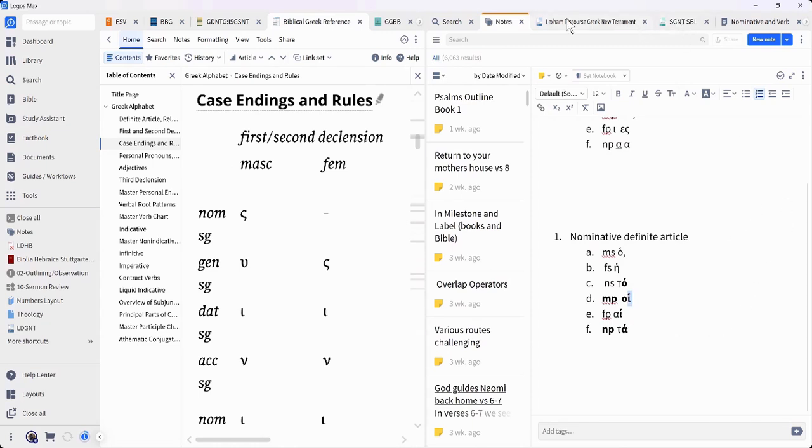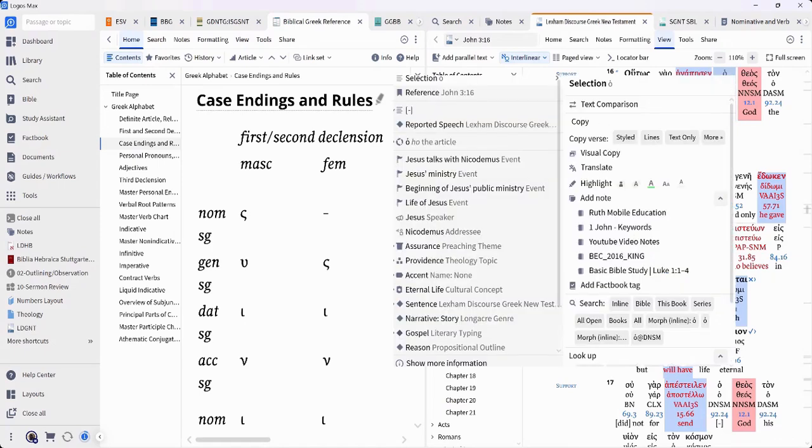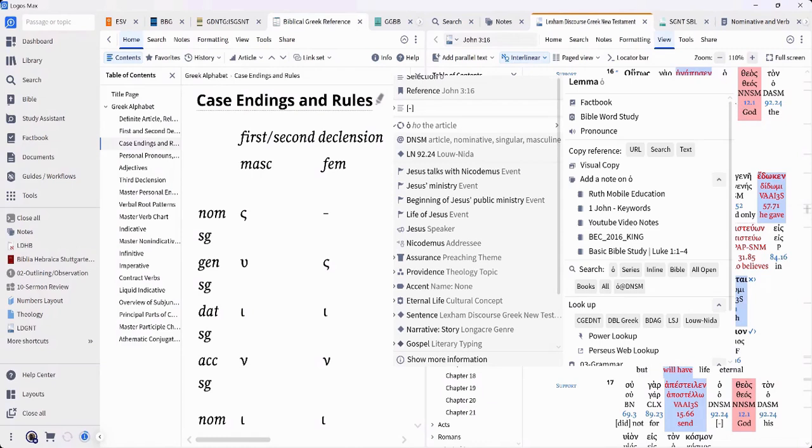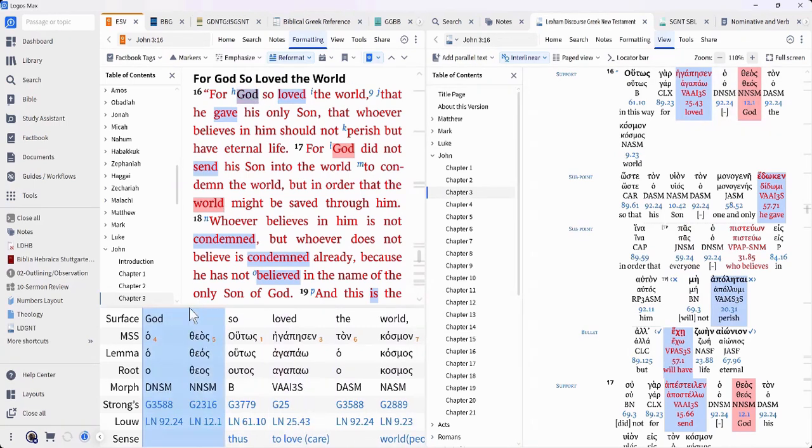Now, we see here that this is the nominative definite article. If I right click, it shows me right here that it's an article, and if I hover, it says article, nominative, singular, masculine. Now, when I'm over here, I really have to go into the interlinear. So when I click on God, let me just explain here. It's the same thing that we have over here.